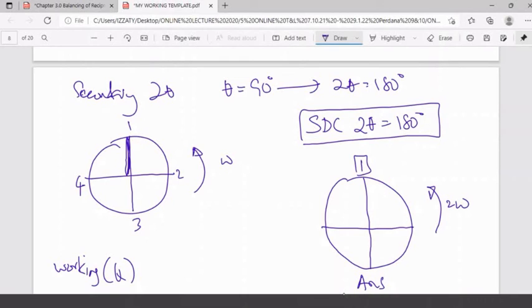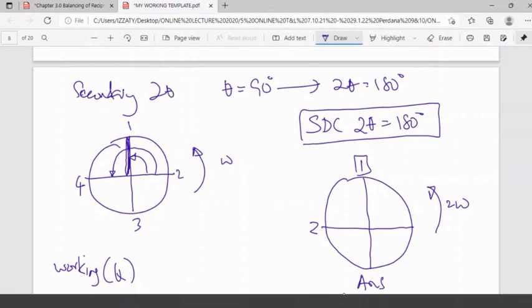Okay, now. Cylinder number 2, measured from the line of stroke to the common crank. How much does it go? It goes 90 degrees, isn't it? It goes 90 degrees. Correct or not? Yes or no? Okay, done. So now for secondary, how much will cylinder number 2 go? 180, correct. So if it doesn't end up here, it will move to the next segment. So 2 will be here.